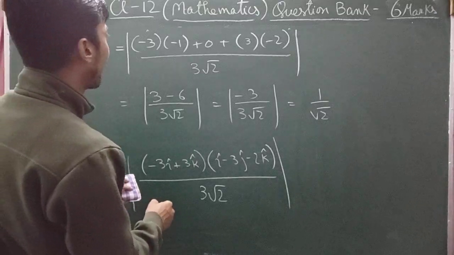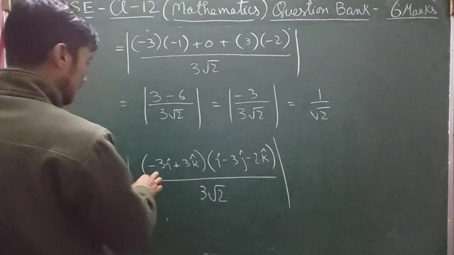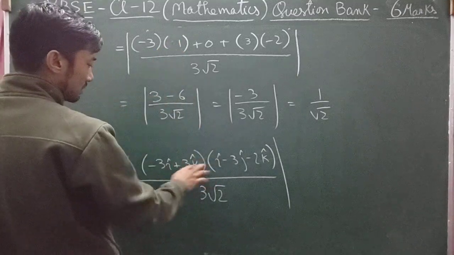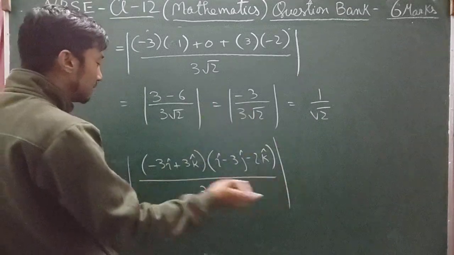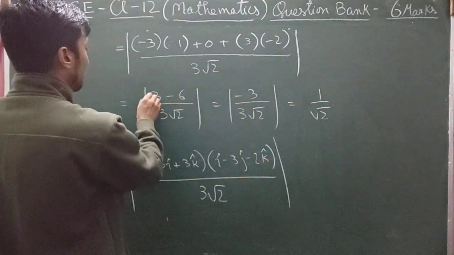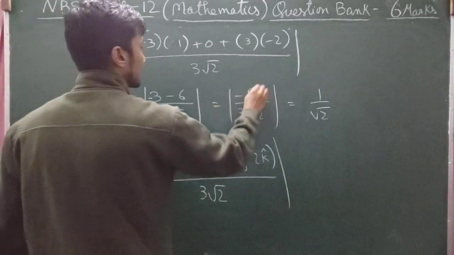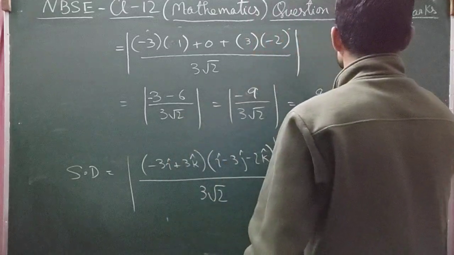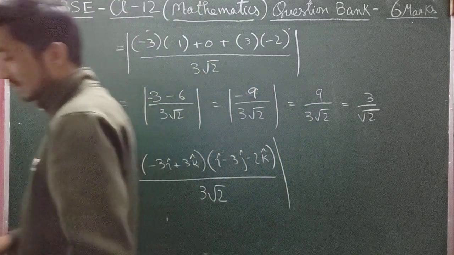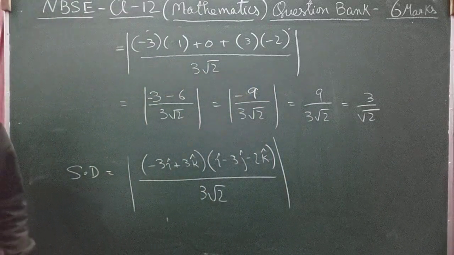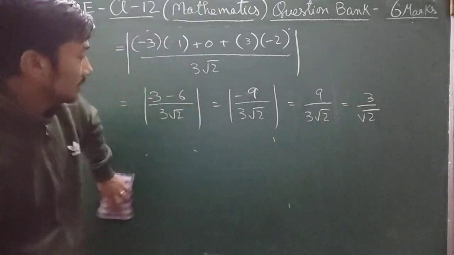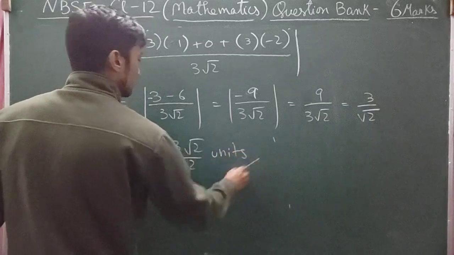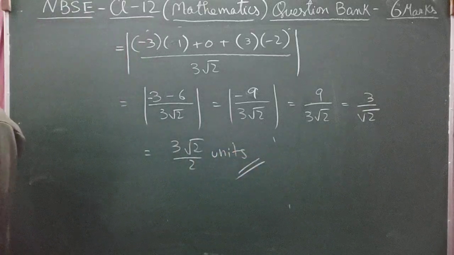Slight mistake there. Minus 3 plus 1. I don't know from where I got this. Minus 3, as I was telling you not to be careless, it went there. Minus 3 plus 1, so that's going to be minus 3. So that's minus 9. So that's 9 by 3 root 2, so that's like 3 root 2. 3 divided by root 2 square units, so that's going to be 3 root 2 divided by 2 units. So this is the shortest distance between the two lines.